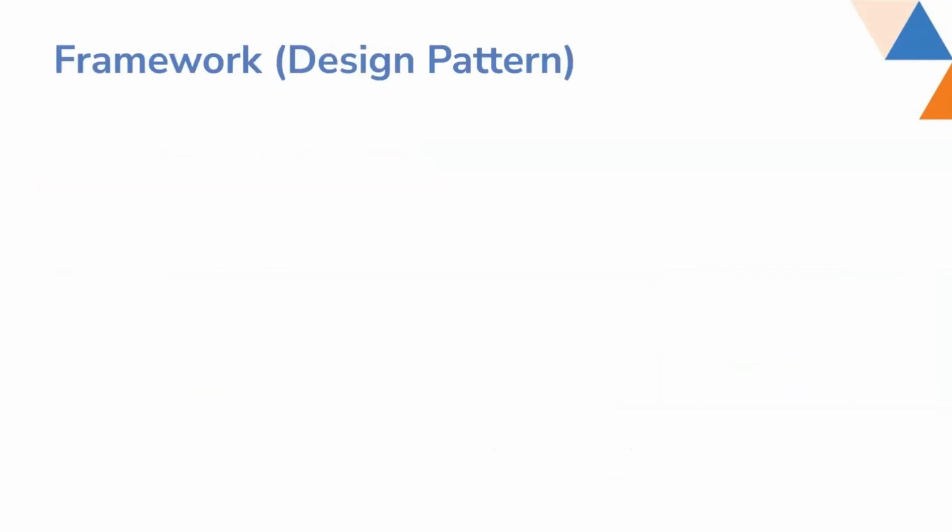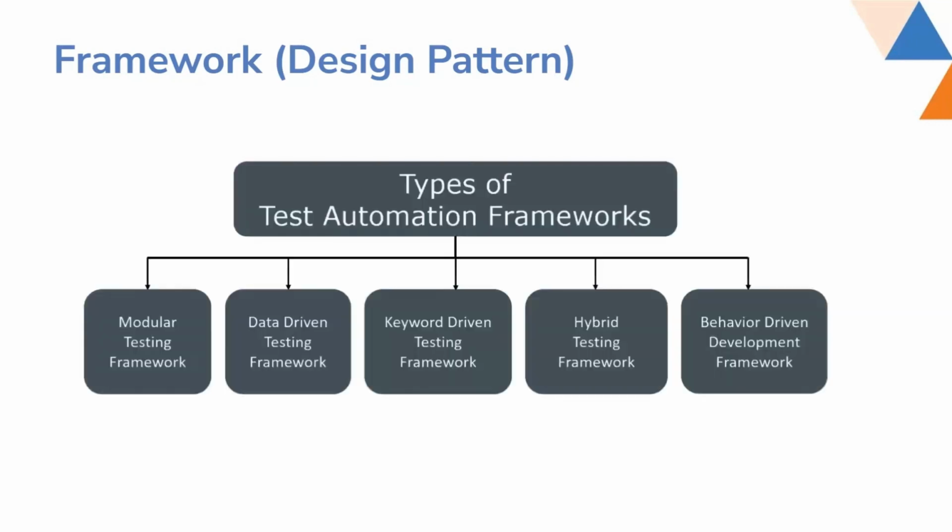So let's move to the next topic, that is frameworks. So basically, what is a framework? A framework is basically a set of rules that can be followed in a systematic way to achieve the desired result. In simple language, a framework is a code structure that makes code maintenance easy and efficient. There are different frameworks available in automation.